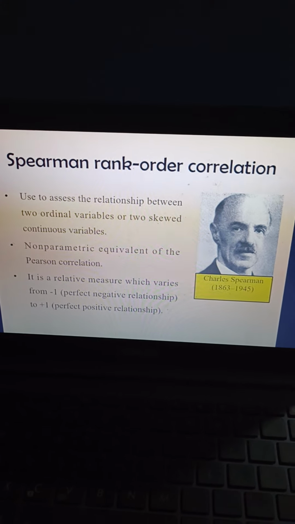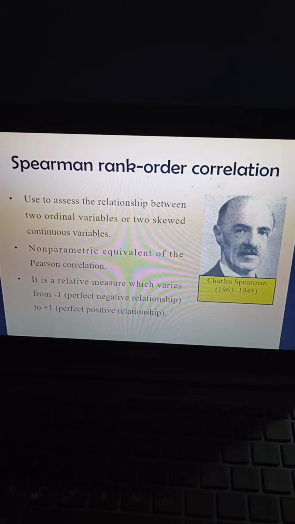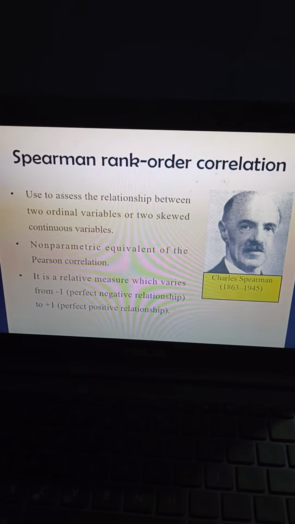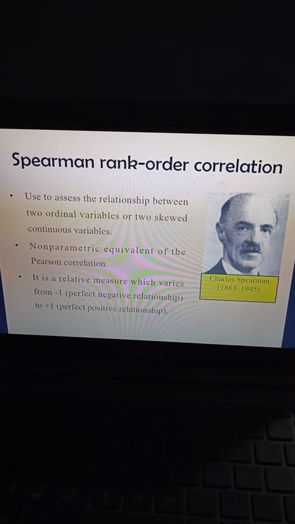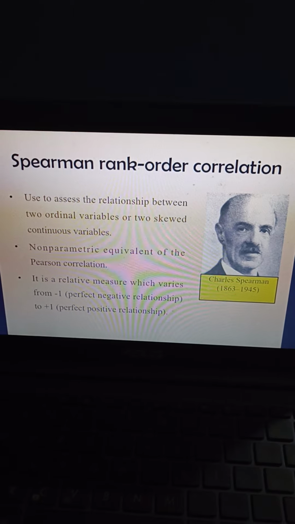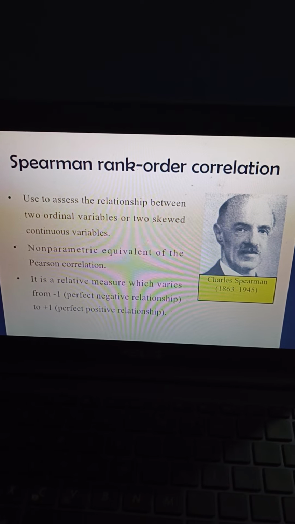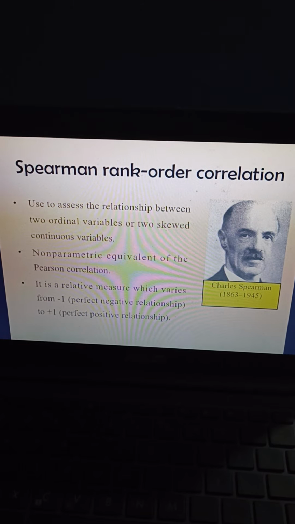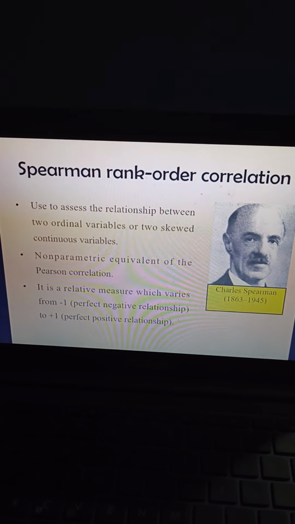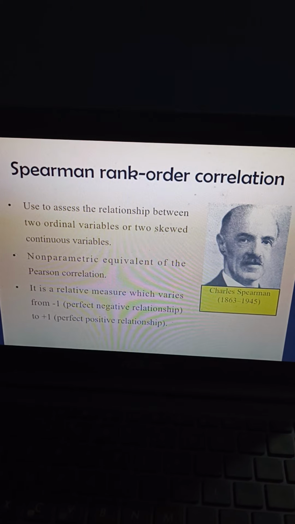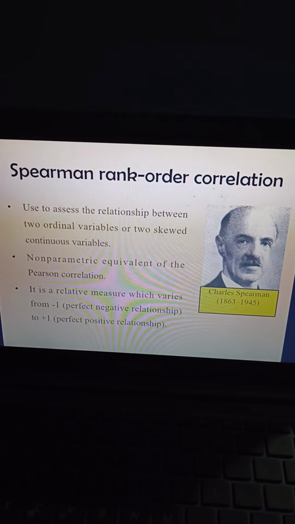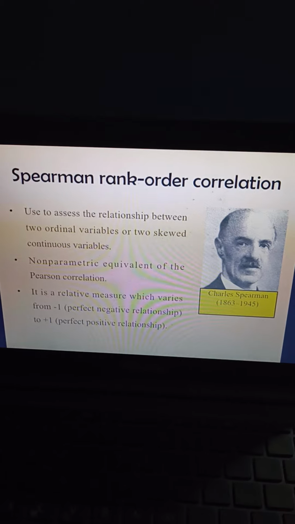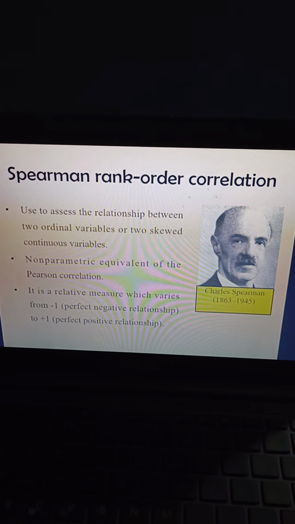Then Spearman rank order correlation is used to assess the relationship between two ordinal variables or two skewed continuous variables. It is the non-parametric equivalent of the Pearson correlation. It is a relative measure which varies from -1, perfect negative relationship, to +1, perfect positive relationship. This is the person Charles Spearman, from 1863 to 1945.